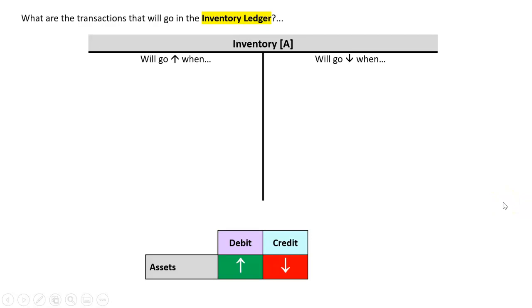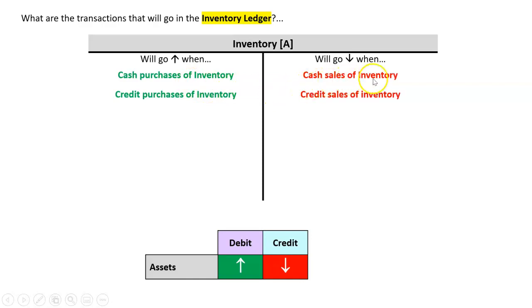So what we're going to do for the rest of the year is go through what transactions will go on the debit side, what will make it go up and what will make it go down. So I think the easiest way is to remember one side and then it's kind of opposite on the other. So for example, we could say, what's going to make inventory go up? Well, the biggest thing will be when we purchase it. So we'll have cash purchases will go there, credit purchases will go there. And what's the opposite of a business purchasing inventory? Well, it's selling it. So cash sales of inventory will go there and credit sales will go there.